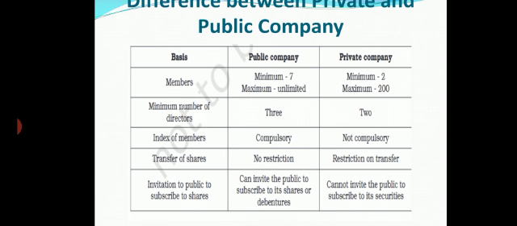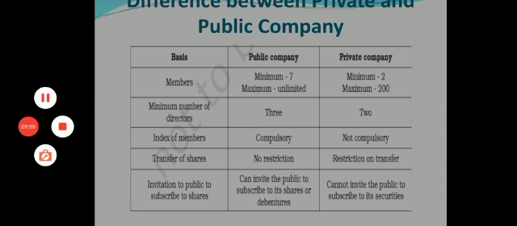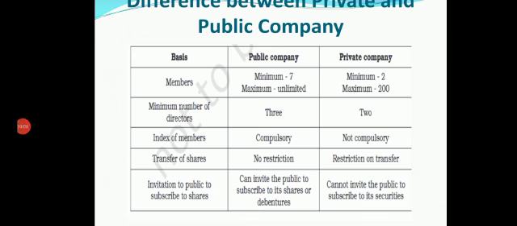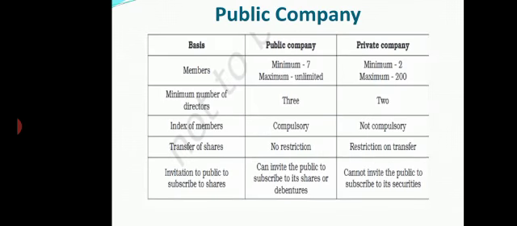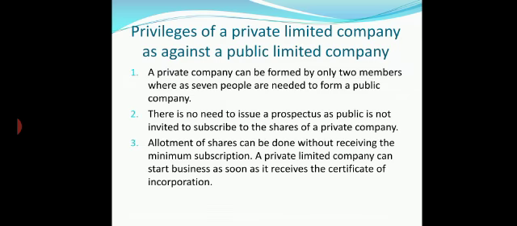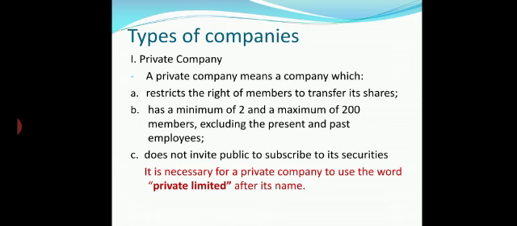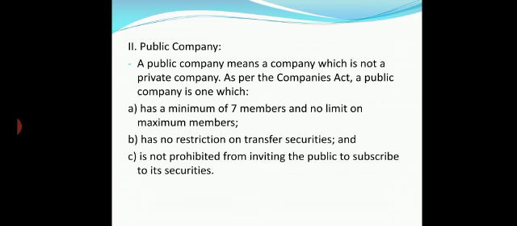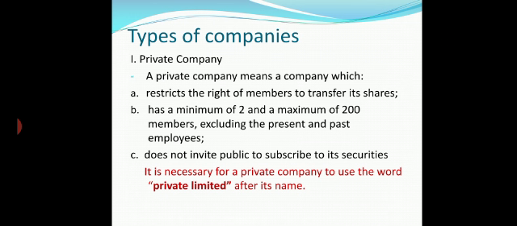And the last one is, a public company can invite the general public to subscribe to its shares and debentures, but a private company cannot invite the general public to subscribe to its shares and debentures. So these are 5 points to differentiate public company and private company. The Companies Act itself gives the definition of a public company, saying that a public company is one which is not a private company, and these are 3 conditions of a public company. Same way, a private company also has 3 conditions.